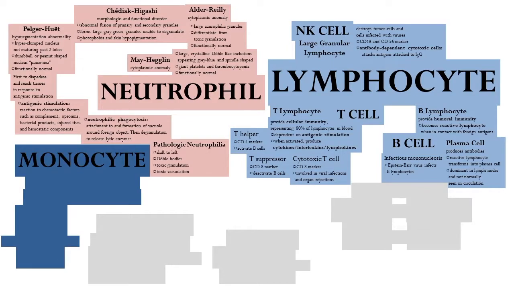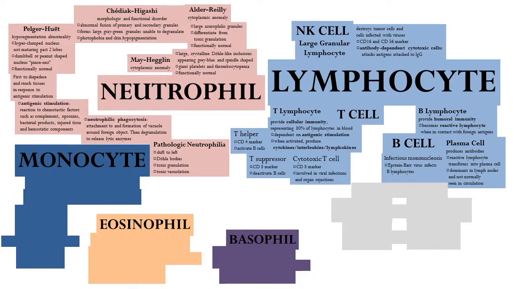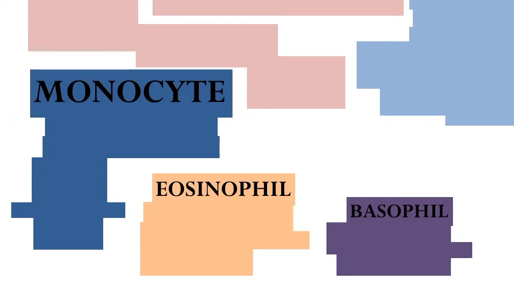Monocyte, eosinophil, basophil. What is the function of the monocyte? The monocyte is highly motile, migrating into tissues to differentiate into macrophages to phagocytize foreign objects. The monocyte also has a major role in initiating and regulating the immune response, processing antigenic information to relay to the T helper cell.